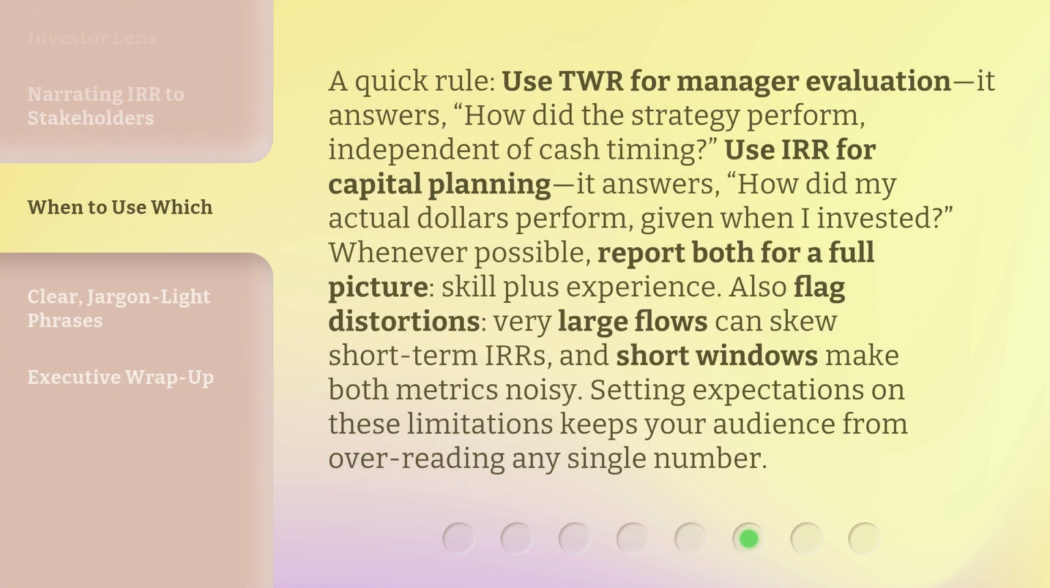A quick rule: use TWR for manager evaluation. It answers, how did the strategy perform, independent of cash timing? Use IRR for capital planning. It answers, how did my actual dollars perform, given when I invested? Whenever possible, report both for a full picture.